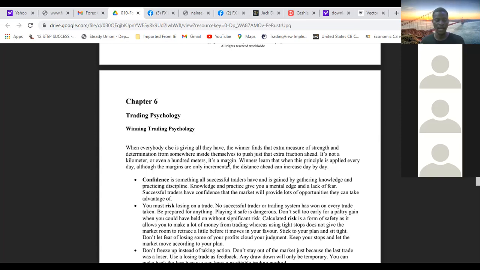So you can't really say what will affect the market. Anything can affect the market. So you need to be very watchful, or you have to put all these parameters of take profit and stop loss in place.